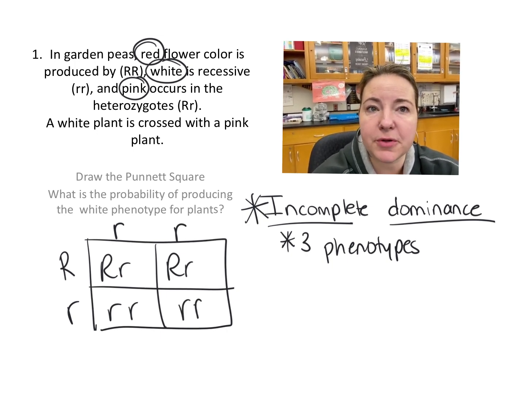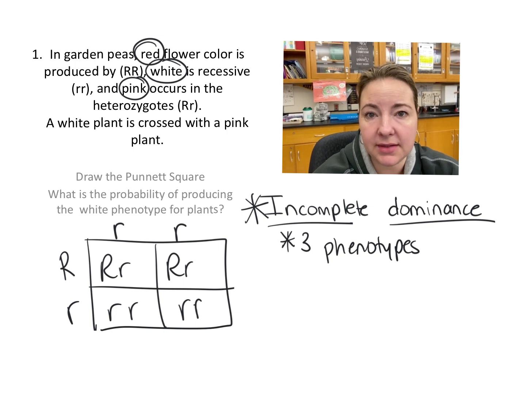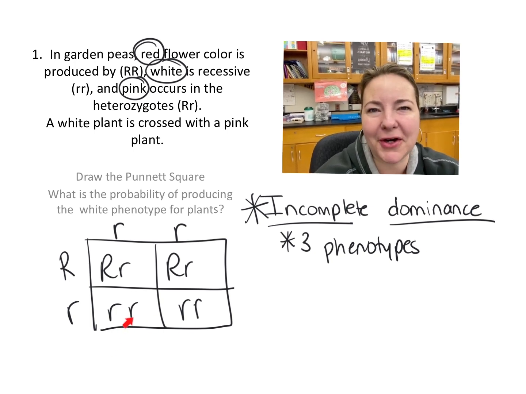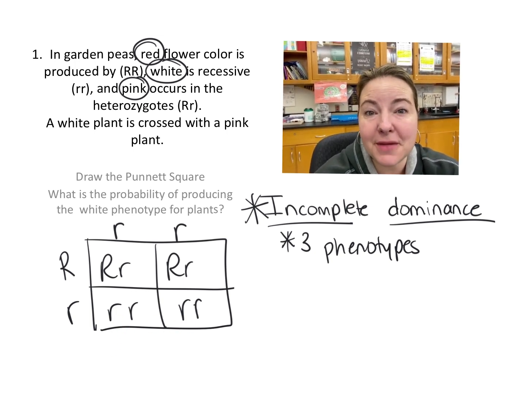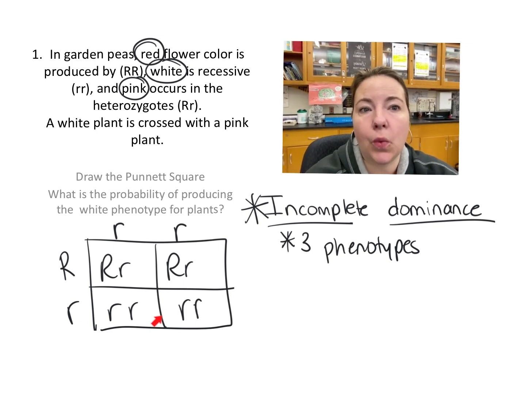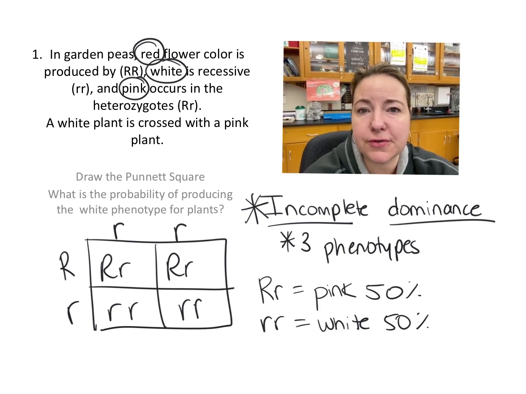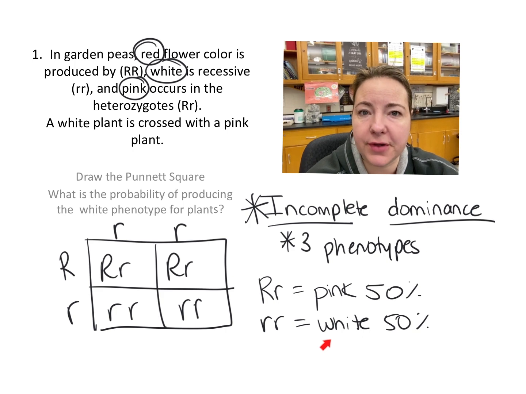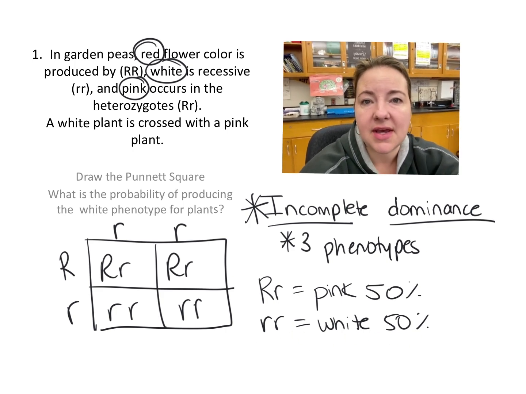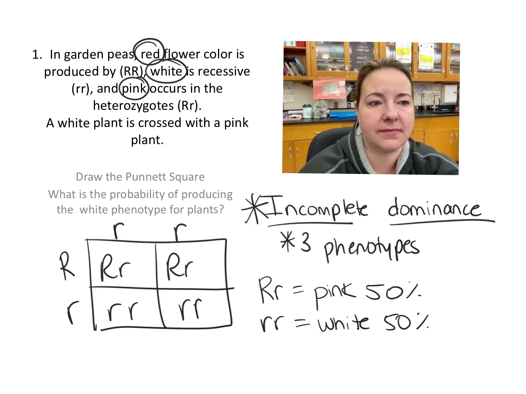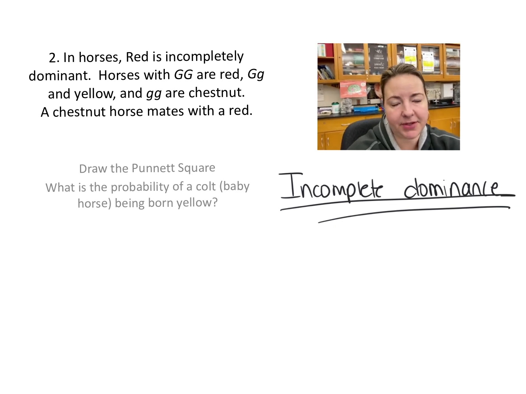we are going to get 50% are going to be pink and 50% are going to be white. So the probability for producing white phenotype for these plants when we have this cross is a 50% chance. This next example is also incomplete dominance.